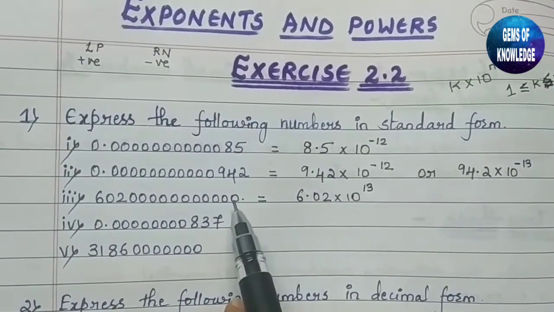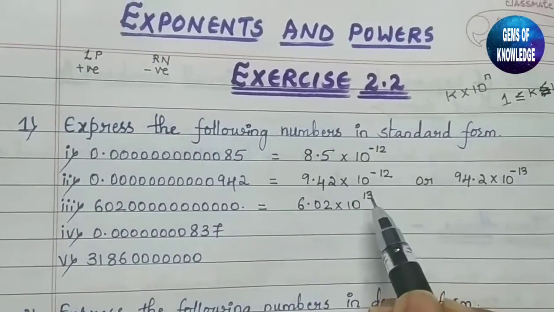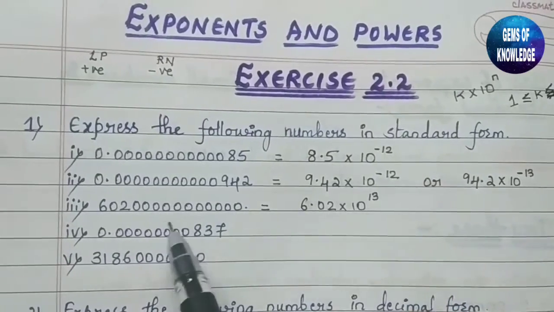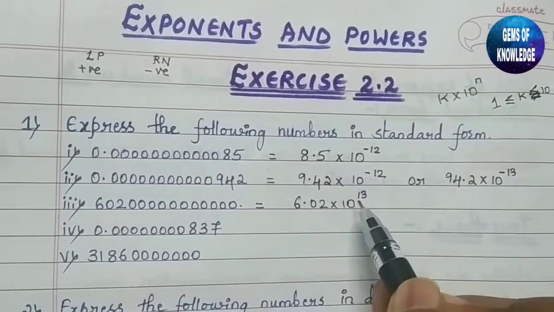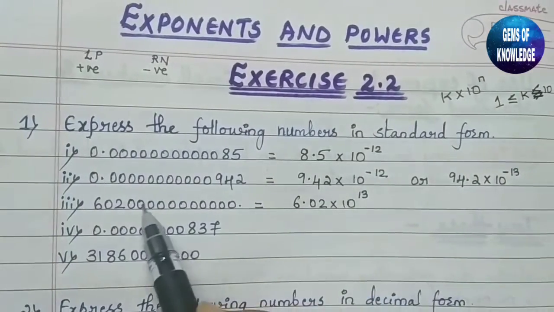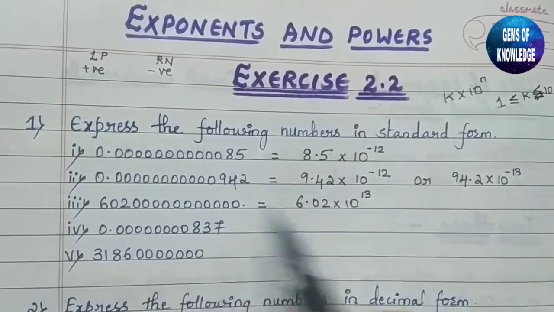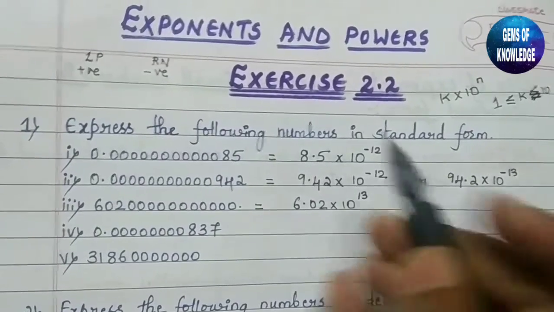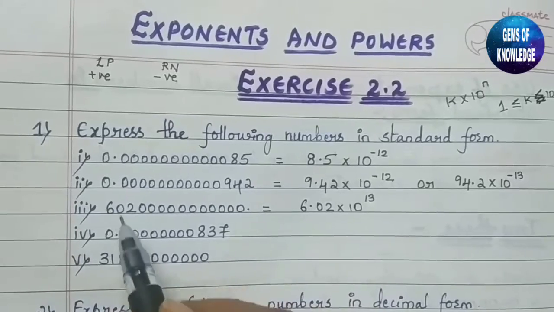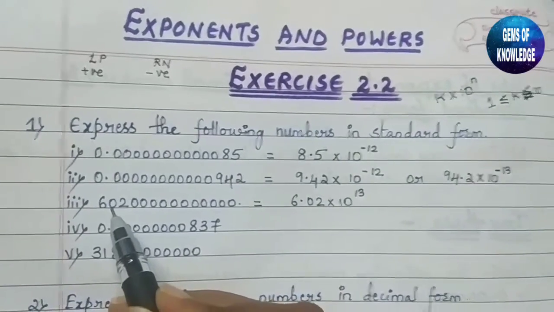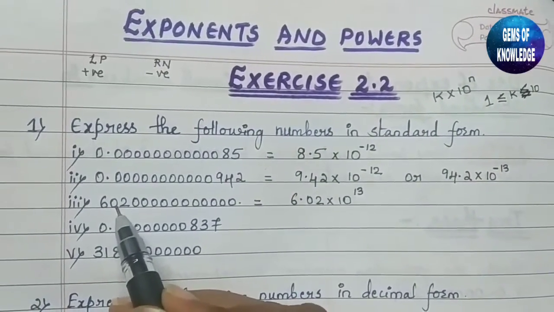Here the zeros are less in number, so I have written it as 13. The actual answer which is present in your textbook must be 10 to the power of 15 here. Since I have written fewer zeros here, it has become 13. When there are 2 more zeros extra, then if you are moving the point to 6.02, you will definitely get 10 to the power of 15.